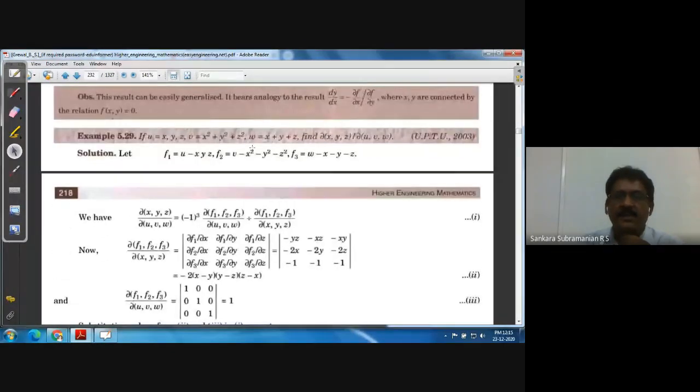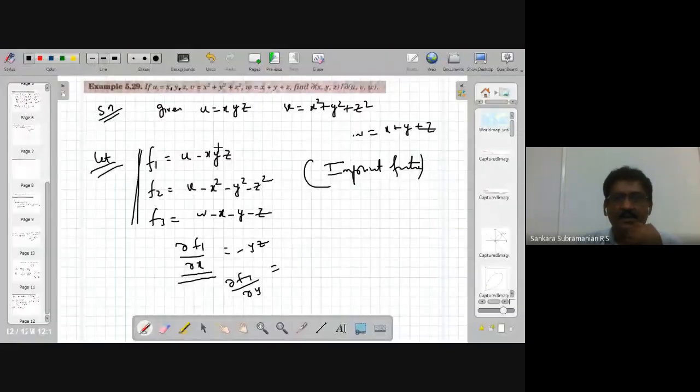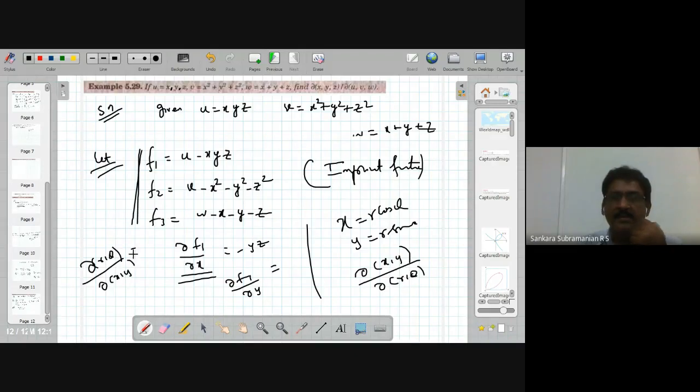Similarly, in the case of x equal to r cos theta, y equal to r sin theta, it is easy for us to find dou x comma y with respect to dou r comma theta. Why is it easy? It is direct.